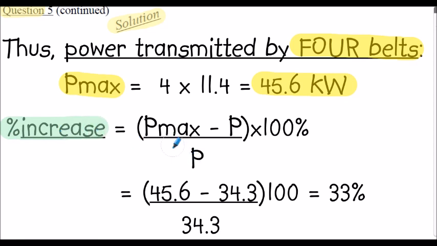So the formula is going to be Pmax for optimum conditions minus the P from the original specification in the question, divided by the original P, times by 100. Inserting the powers, the increase in power transmitted at optimum conditions is 33% of the original condition specified in the question.